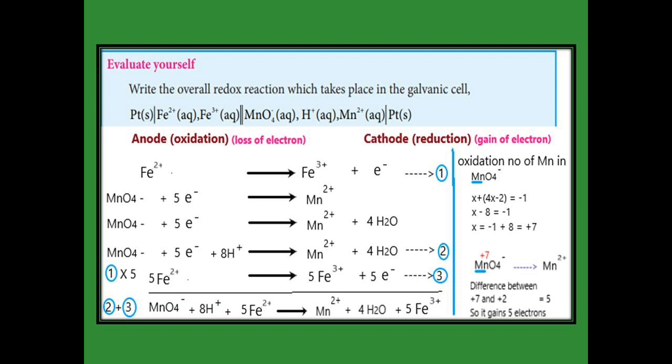Now we are going to add equations 2 and 3. We get the overall redox reaction as MnO4- plus 8H+ plus 5Fe2+ giving Mn2+ plus 4 moles of water and 5 moles of Fe3+. Here the 5 electrons on the reactant side and the 5 electrons on the product side will be cancelled in equations 2 and 3.